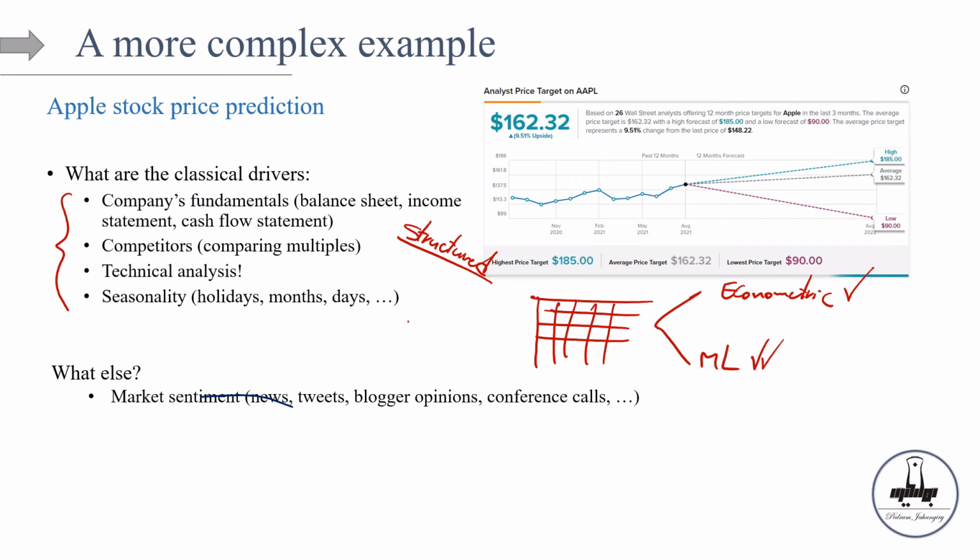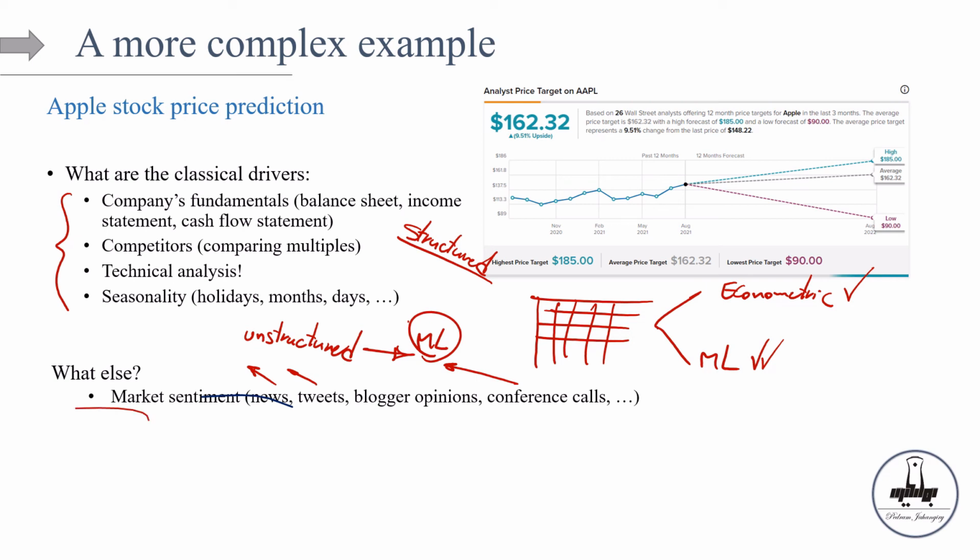Let's look at this new information. Market sentiments, right? Like news, tweets, blogger opinion, conference calls. So what about these ones? What do you think? What's the type of these data? News, tweets, opinion, conference calls, etc. These are unstructured, right? And because these are unstructured data, this means that we can only use machine learning. So econometrics is out of reach. Basically, econometrics or statistical learning cannot use this data set to make predictions. So we have to use machine learning.